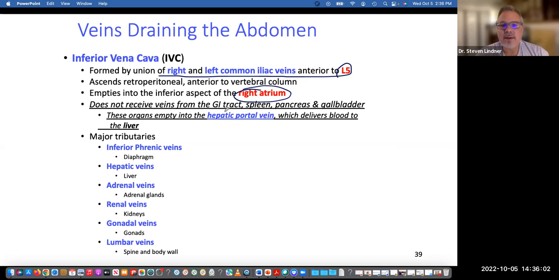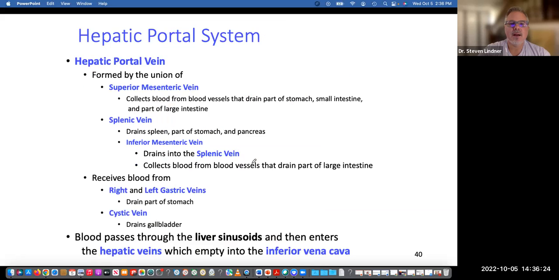Okay, there is a unique portal called the hepatic portal vein. This is going to drain blood from the GI tract, the spleen, the pancreas, and gallbladder. Okay, so let's take a look at those. In the hepatic portal, you're going to hear superior mesenteric vein, splenic vein, right and left gastric veins, cystic veins. We're going to start seeing this.